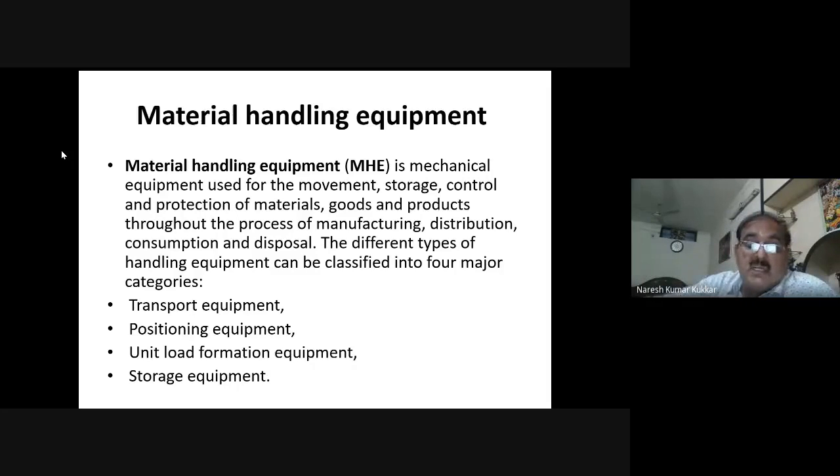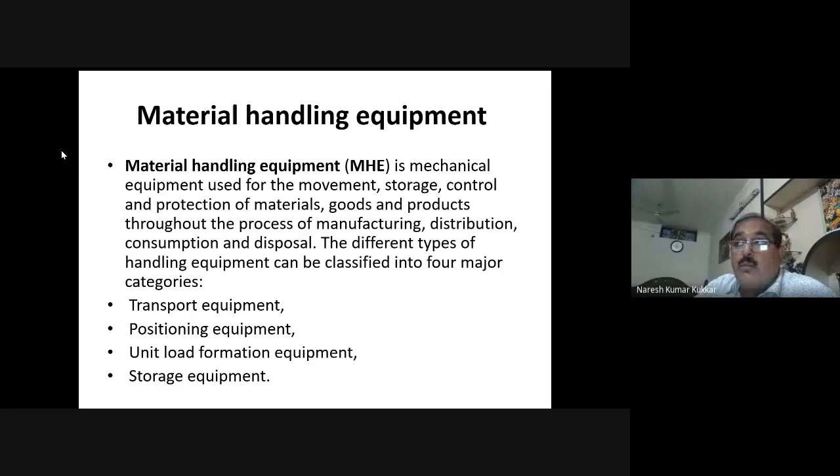In the same way, positioning equipment is required when you want to set the equipment into a single position. If you want to put a seat inside a car, there must be a place where 4 or 5 or 6 seats can be kept continuously, so that whenever it is time to put a seat in the car, that positioning level is available. That is called the positioning equipment. In the same way, unit load formation equipment. Sometimes when a single unit is created, then unit load formation equipment is used.